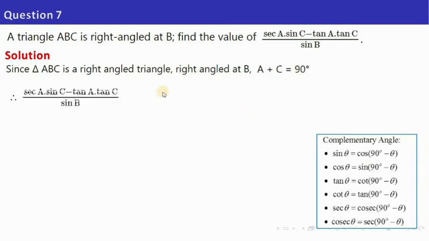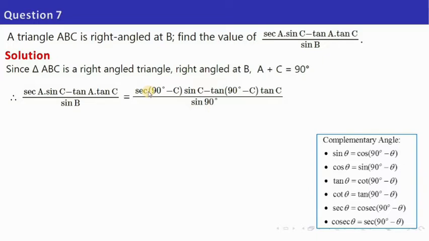Let us check what will happen with this. Let us put the values. A can be written as 90 minus C. So from here, if you take C out there, you have A equals 90 minus C. Instead of A, I have written 90 minus C, and here also instead of A, I have written 90 minus C. And we know that B is 90 degree, so instead of B, I have written 90 degree out here.